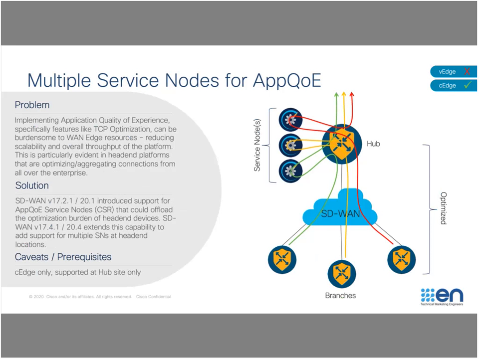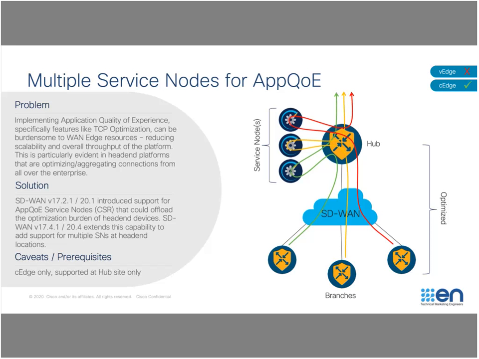Now, multiply that a bunch when we're talking about the hub site or the aggregation router that's aggregating a lot of connections for all your branch sites. Even if that's an ASR, we're talking about a lot of CPU overhead in order to turn on things like TCP optimization. So we introduced this concept of service nodes back in 20.1 that will allow you to offload that computational burden off of the ASR and offload it onto a dedicated box that can perform that optimization for us. We call them service nodes. They're nothing more than CSR 1KVs, right?